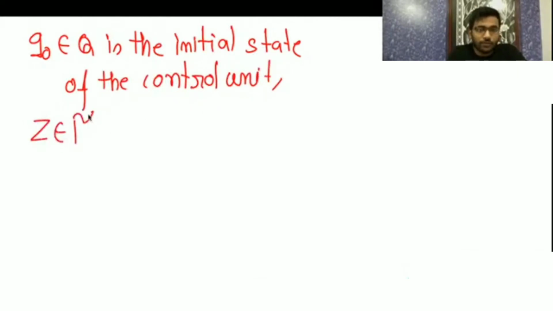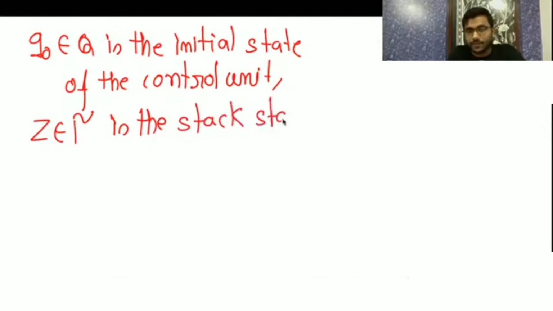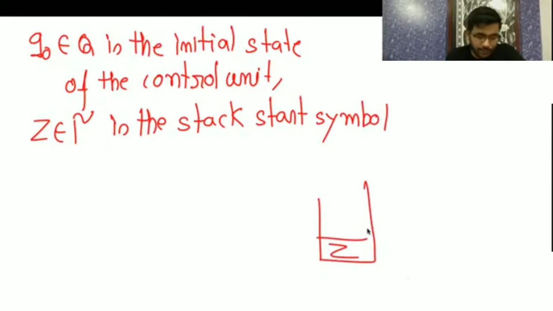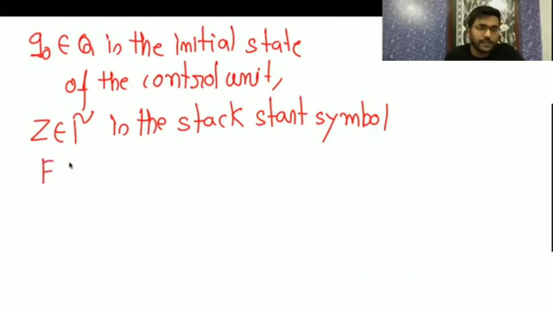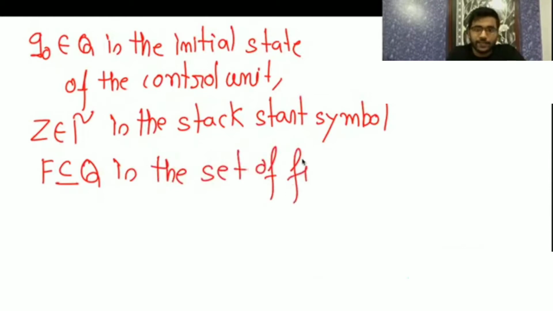Z belongs to tau and is the stack start symbol, or you can say the bottom of the stack. It is always going to be present at the bottom of the stack. Z is your stack start symbol. Then F is the set of final states.